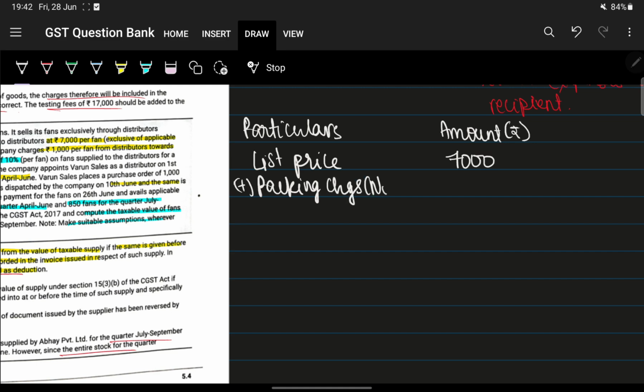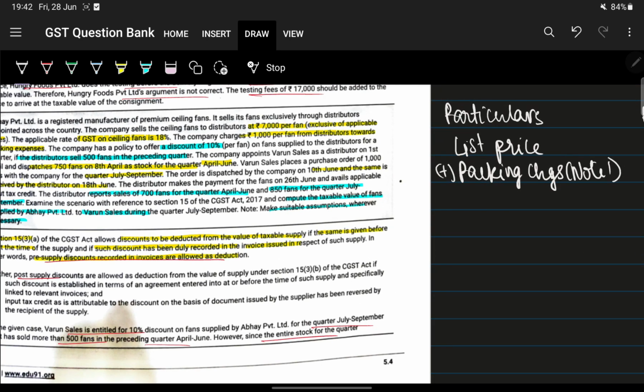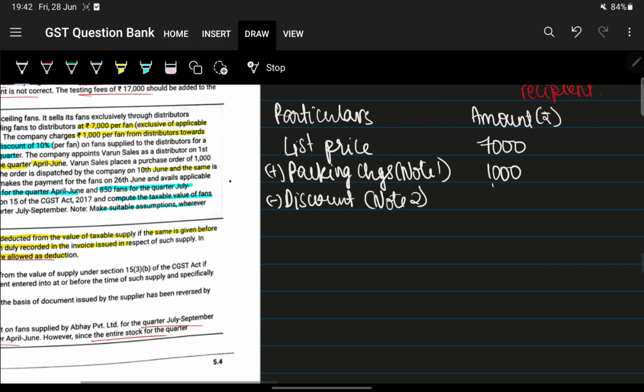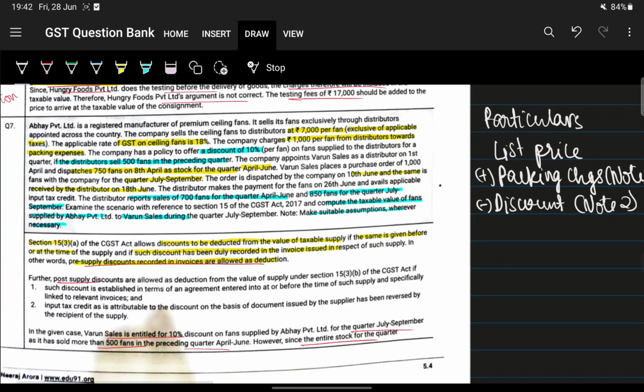Okay, this will give it in note number 1. Packing charges is 1,000 rupees per fan. Here we are doing it per fan. Next, again minus discount, we'll give it in note 2. The discount is 10%. 10% of what? 10% on the list price, right?